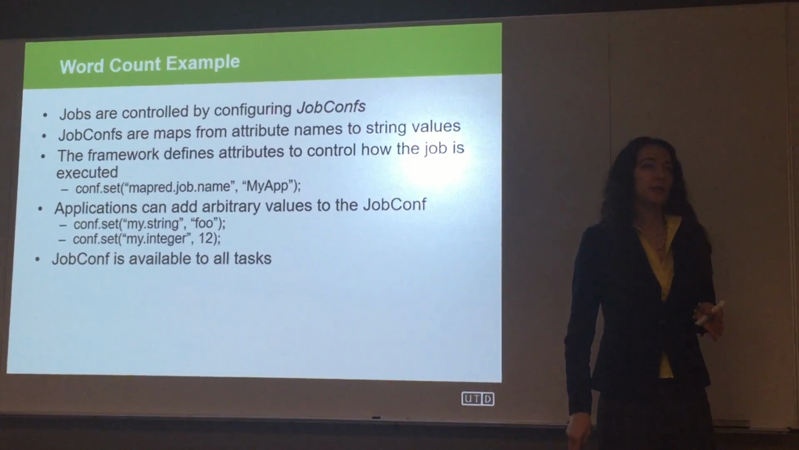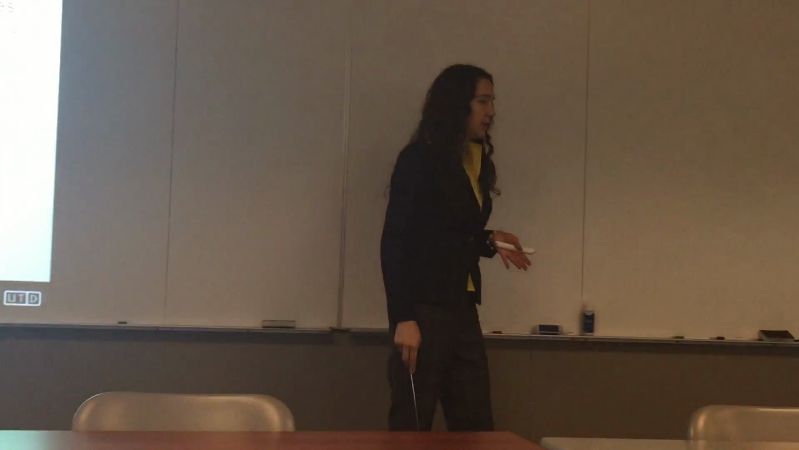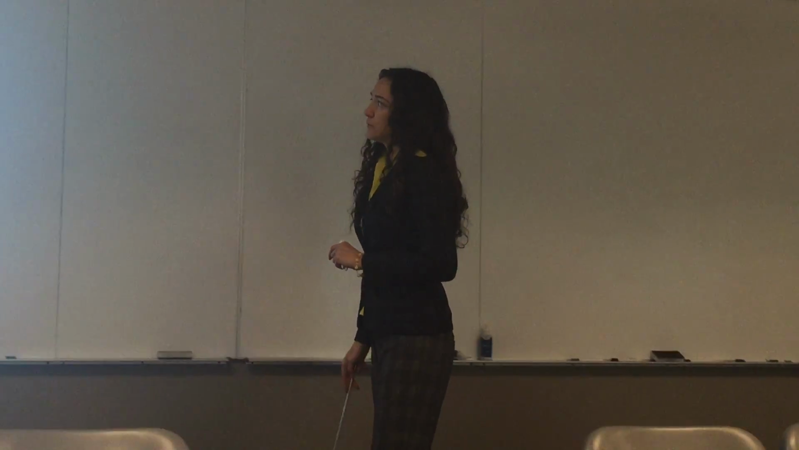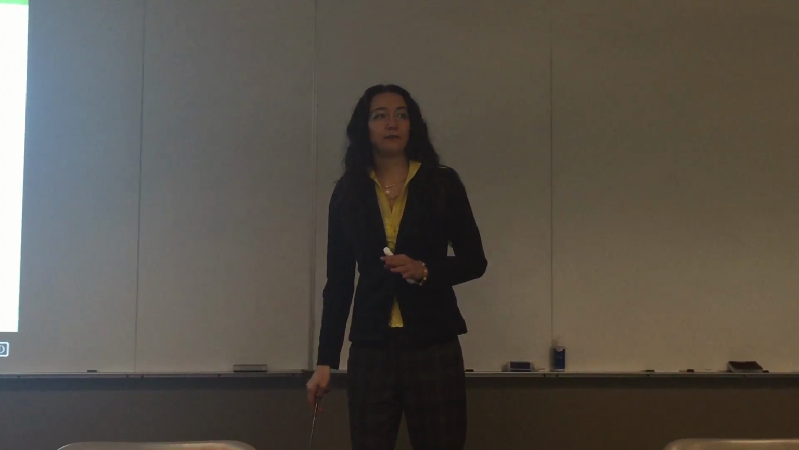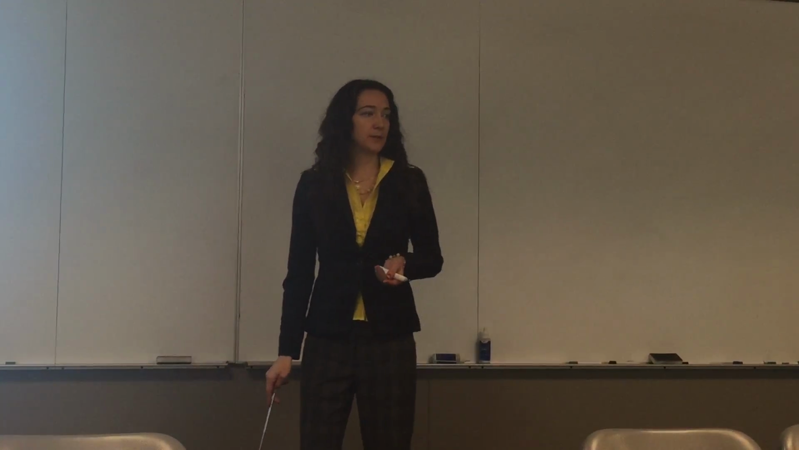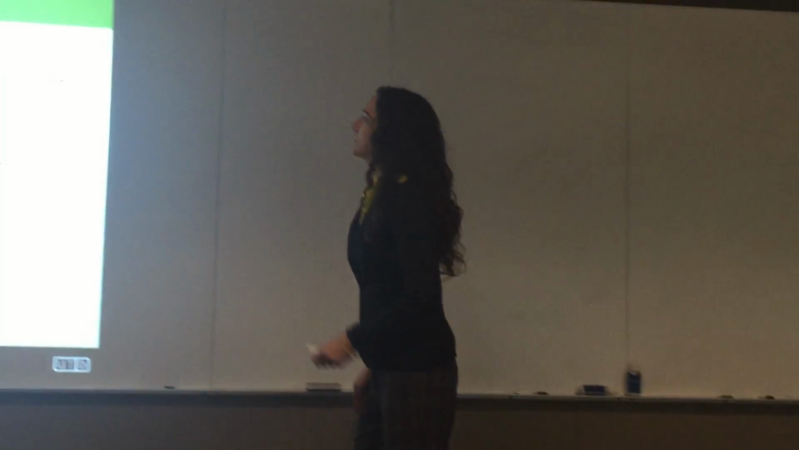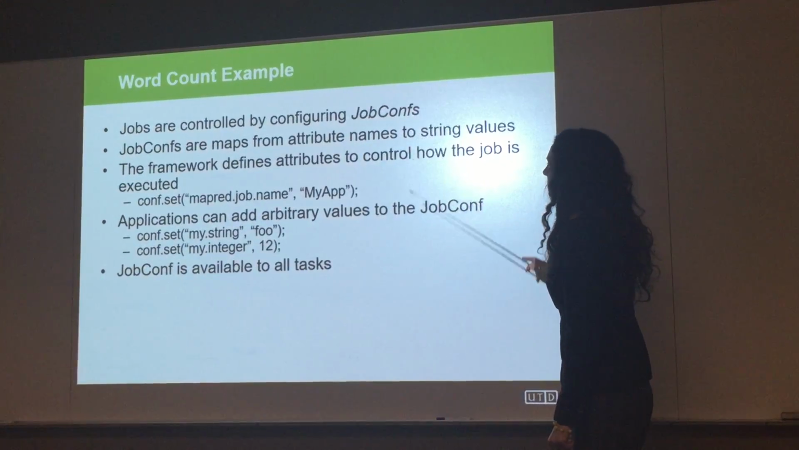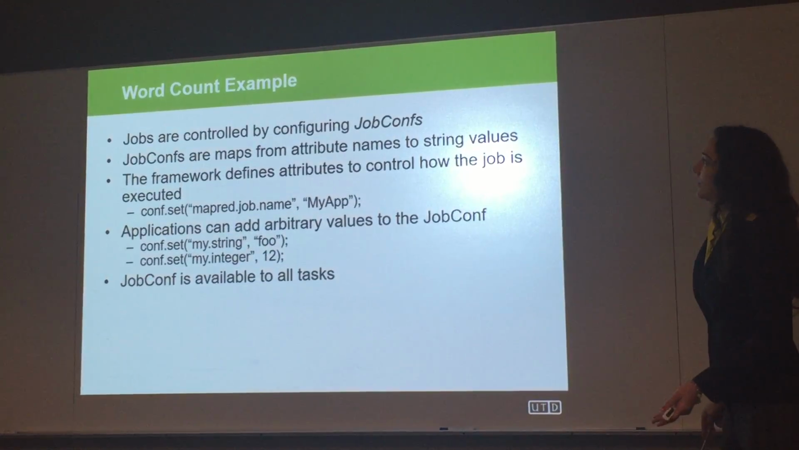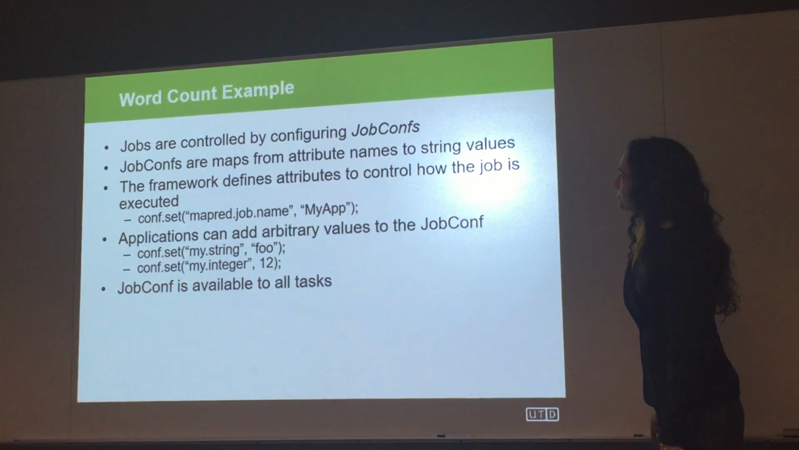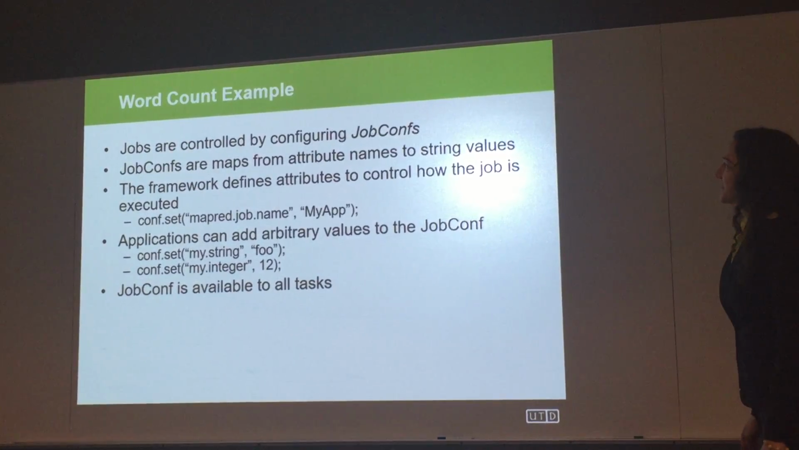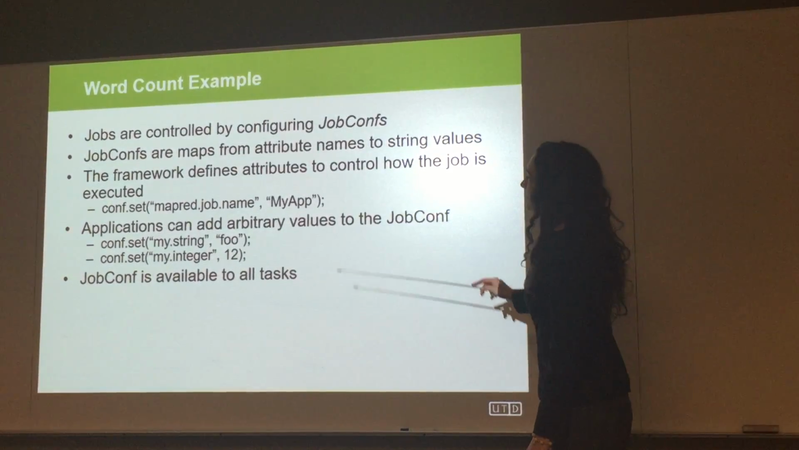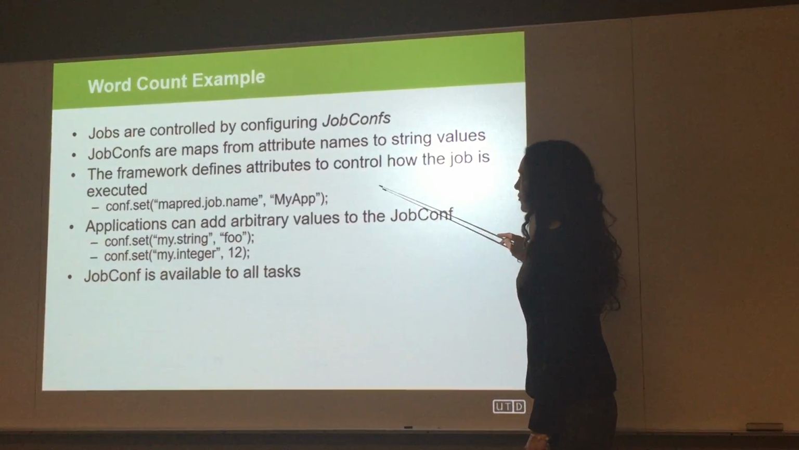Now, we mentioned that in order to run this program, we have to create a job and submit the job to the cluster. The administrator of the cluster can view at any time all the jobs that are submitted and the status of the processing. So the jobs are controlled by the job configurations. These job configurations are maps from attribute names to string values. The framework defines the attributes to control how the job is executed.